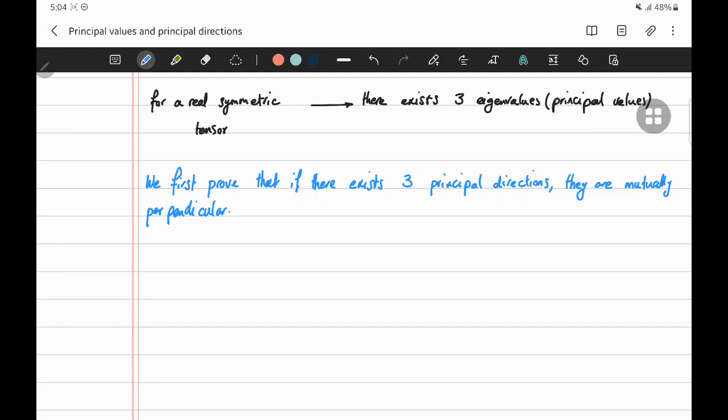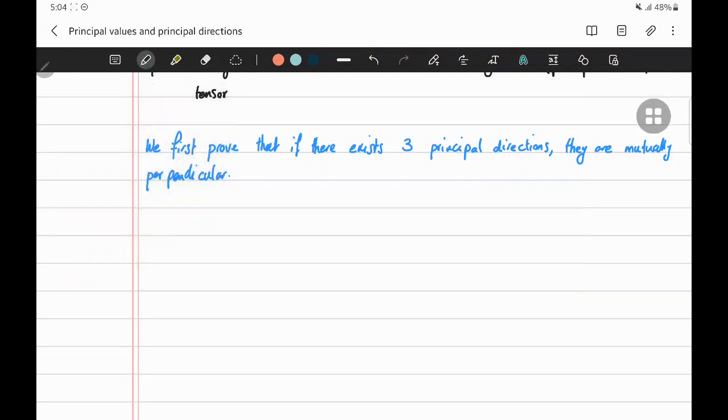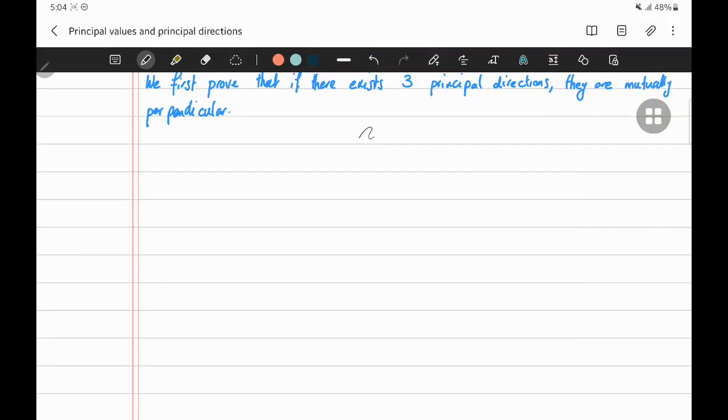To prove this, we may start from here. Let's say T n1 can be written as lambda n1, and T n2 can be written as lambda n2. Let's write that T n1 does not have the same eigenvalue as T n2. We specify this one by subscript 1 and this one by subscript 2. So we distinguish between lambda 1 and lambda 2, so they are not equal to each other.